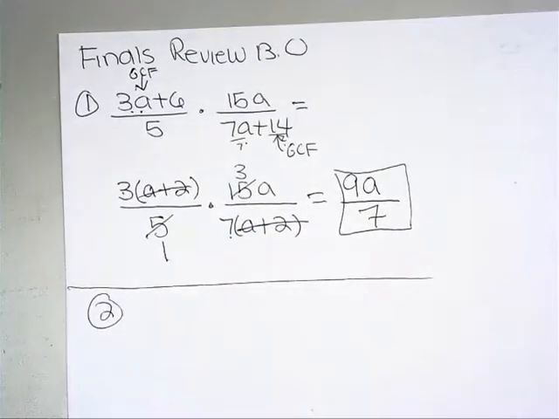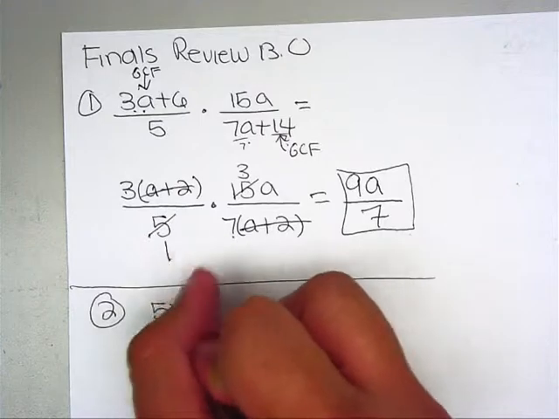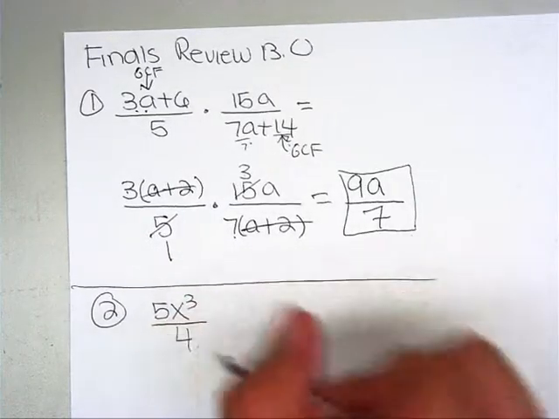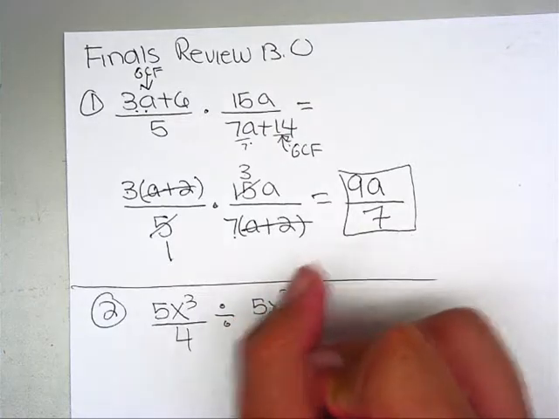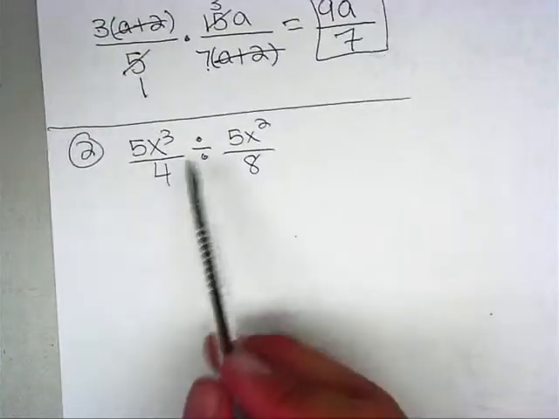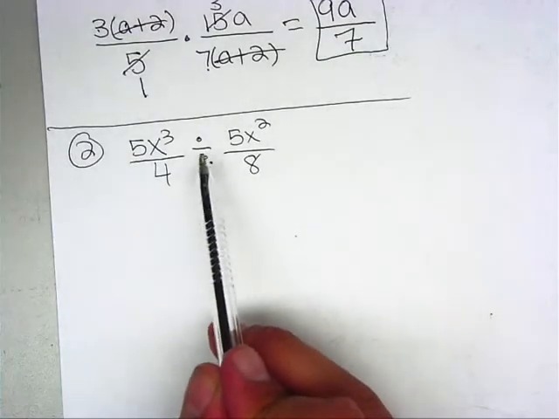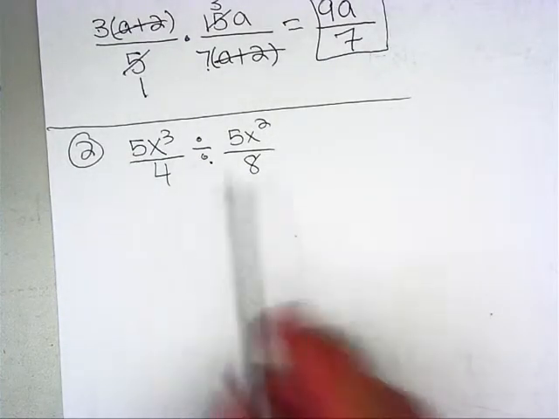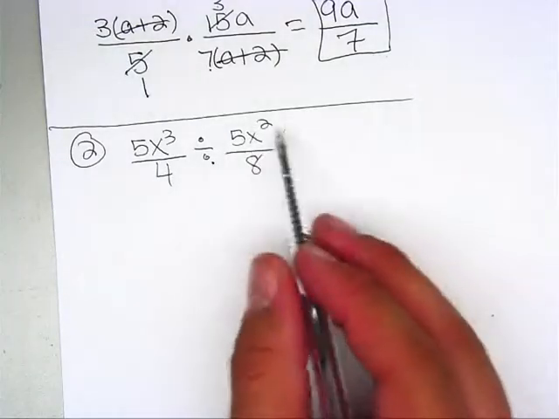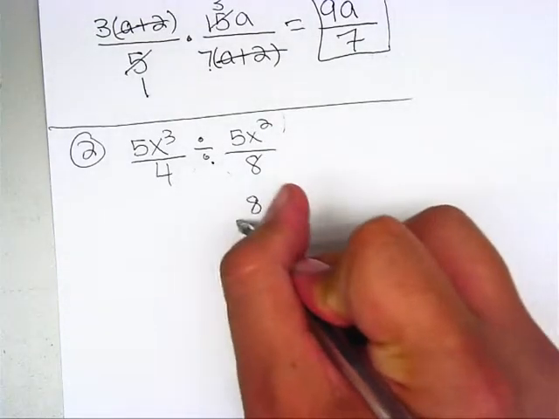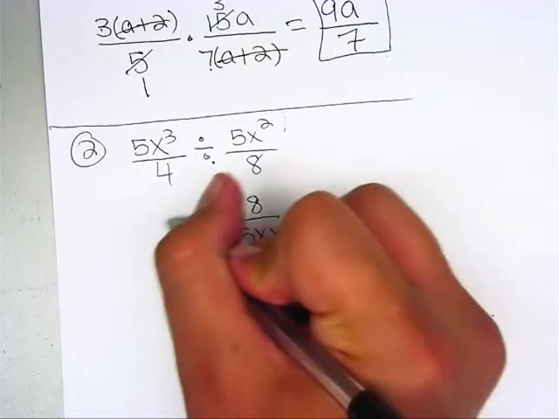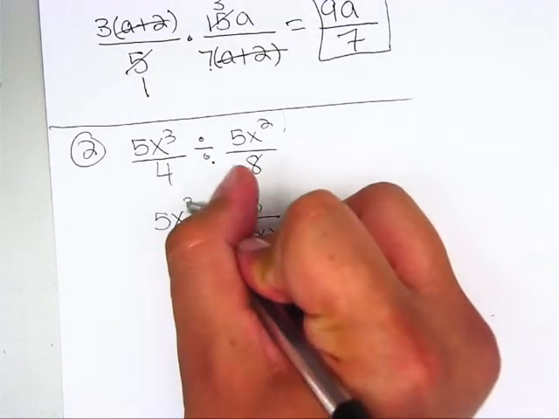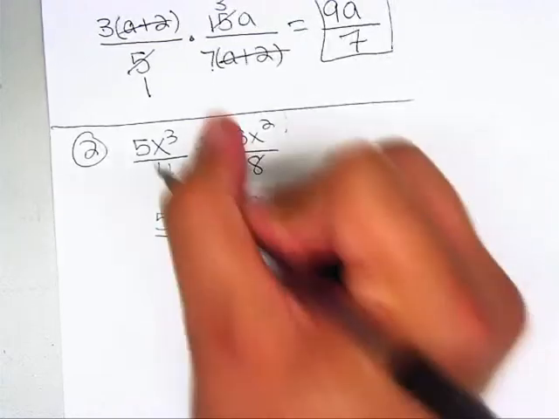Question 2. 5x to the third divided by 4, divided by 5x squared over 8. Division problems are different from multiplication because of this rhyme. Divide, divide, don't be shy, flip the second, and multiply. Remember, we only flip the second, we leave the first fraction alone.